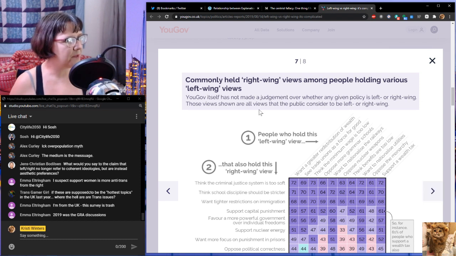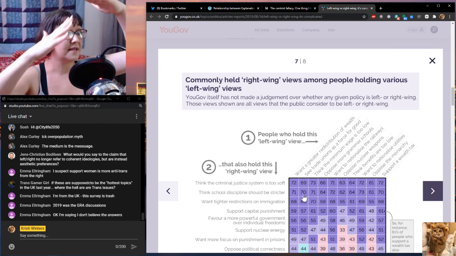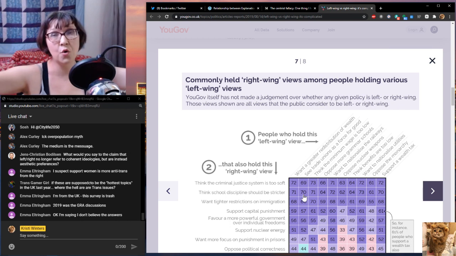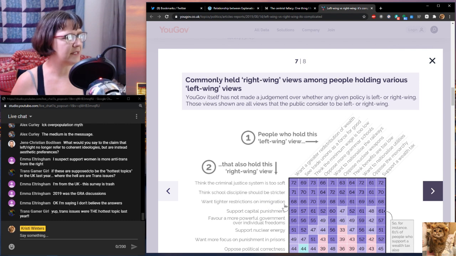So if you think that the criminal justice system is too soft, you are also likely to say you want to see a greater redistribution of wealth. If you think that school discipline should be stricter, you're also likely to hold these views. So what they're basically saying is they're triangulating the positives on here and showing that there's a lot of correlation between views that we think people should be opposite on. And they're just kind of linking up here, like wanting tighter restrictions on immigration, and opposing the monarchy.